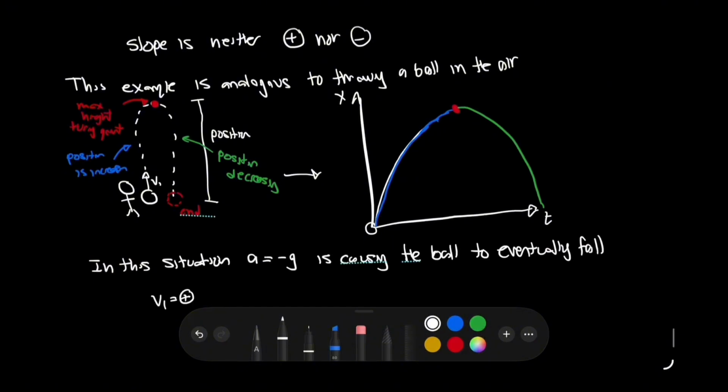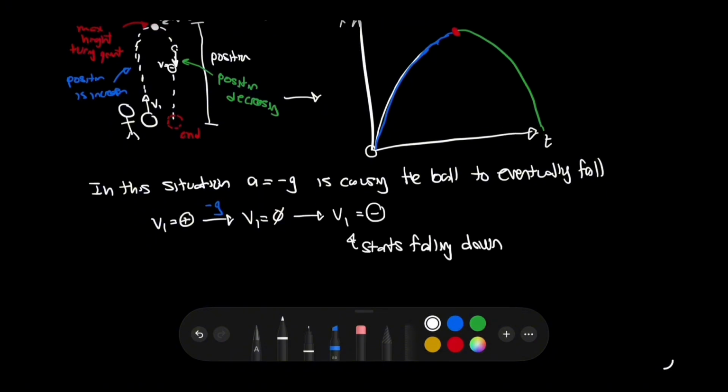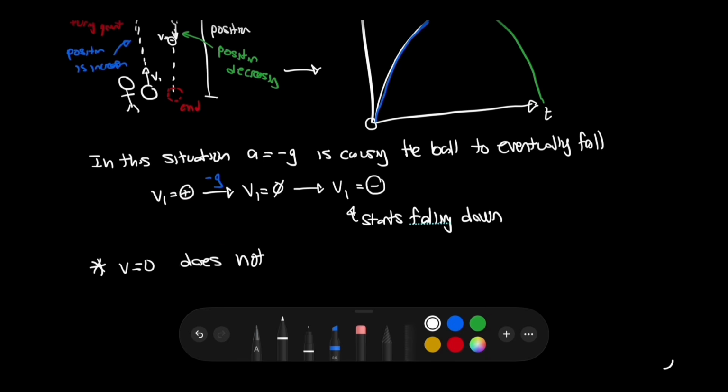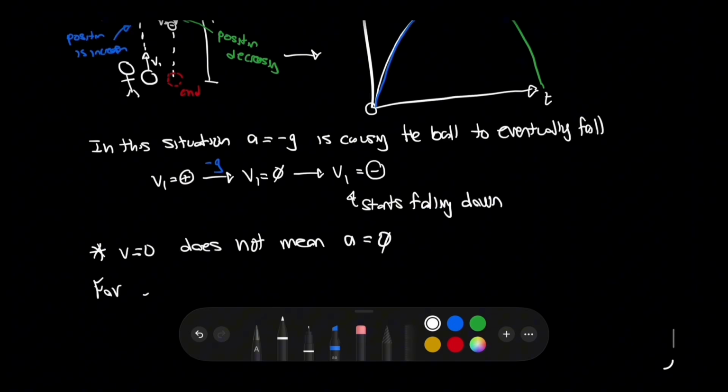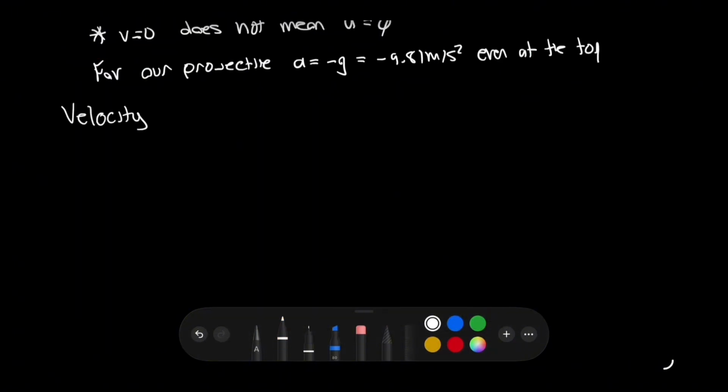We start with a positive velocity, and this negative acceleration is causing the velocity to go to 0 at the top and then become negative after it reaches the top. And so a key thing to keep in mind here, that's why velocity equals 0 does not necessarily mean acceleration is equal to 0. At the top, the velocity is equal to 0, but the acceleration is still equal to negative g. So now we start looking at velocity time graphs.